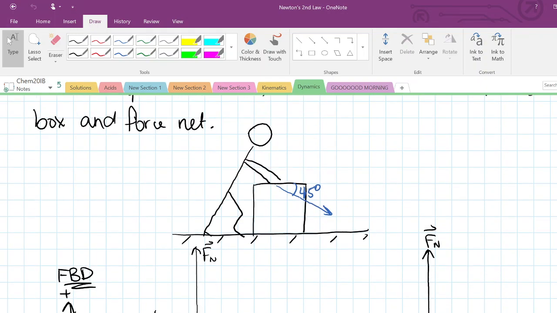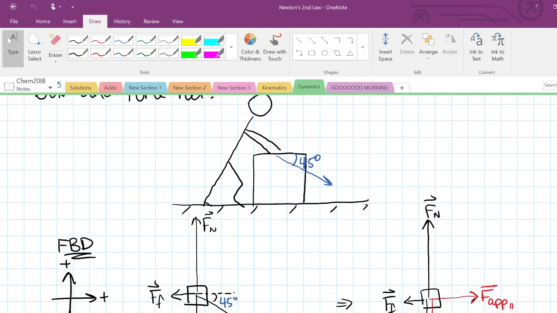So I know that for this object, there's a force being applied by the person pushing down on the box at this angle of 45 degrees to the horizontal. That's my force applied. I know there is a force of gravity, so gravity is pushing down on the box, and the ground is returning that force in terms of a contact force. So I know there is a force normal. And they did tell me there was a friction force. Because the object is being pushed to the right, the friction force must be to the left, since friction always opposes the direction of motion.